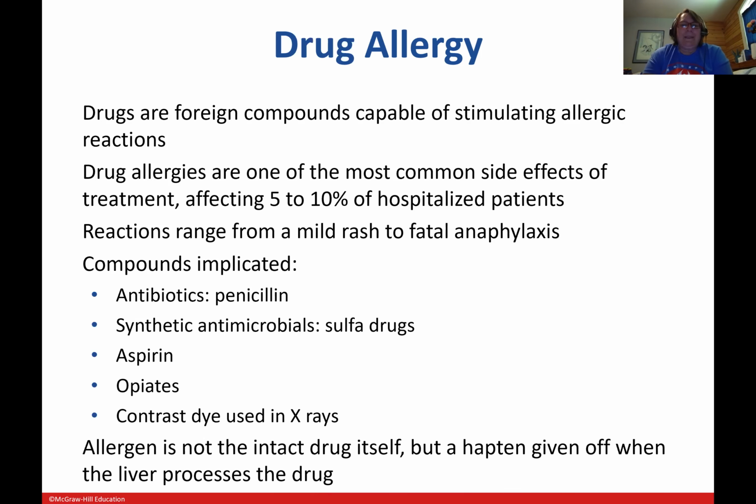And again, the allergen is not the intact drug itself, but typically it's a hapten that is given off when that drug is processed in the liver. So typically the liver will take these drugs and break them up into smaller pieces in the process of removing them from the body. But those haptens can conjugate with proteins and become highly allergenic.